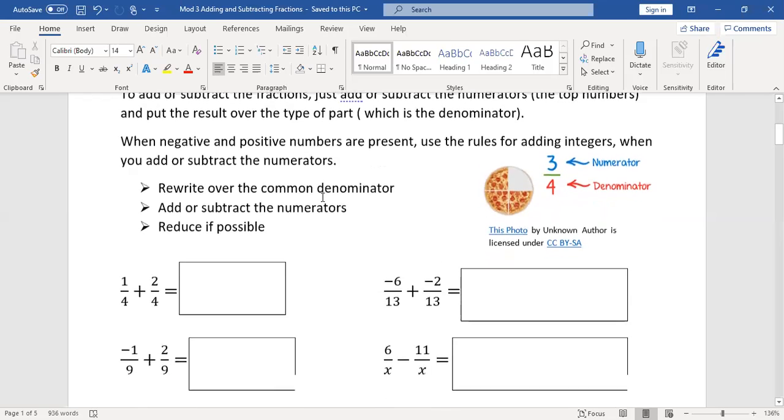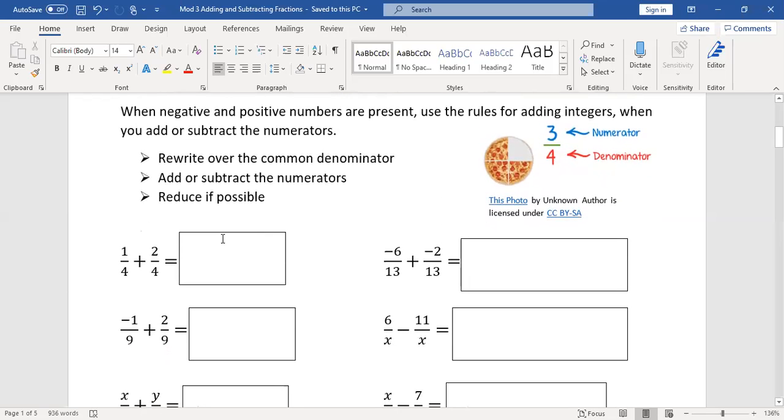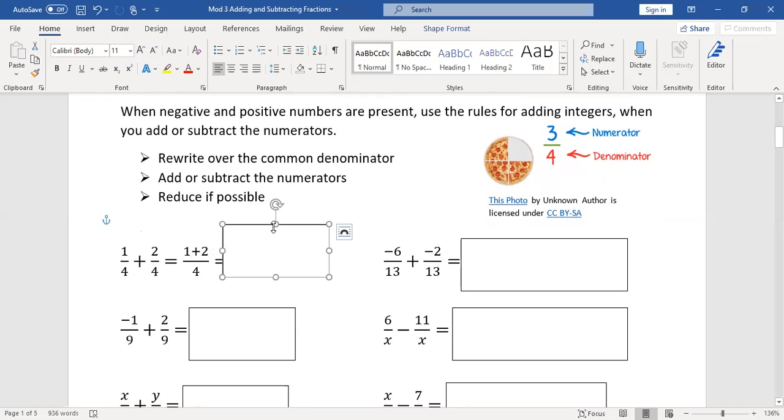So our first example is 1/4 plus 1/2. They have the same denominator, so I rewrite them over the common denominator. Then I add my numerators. Because 3 over 4, both 3 and 4 do not share a common factor, 3/4 cannot be reduced.